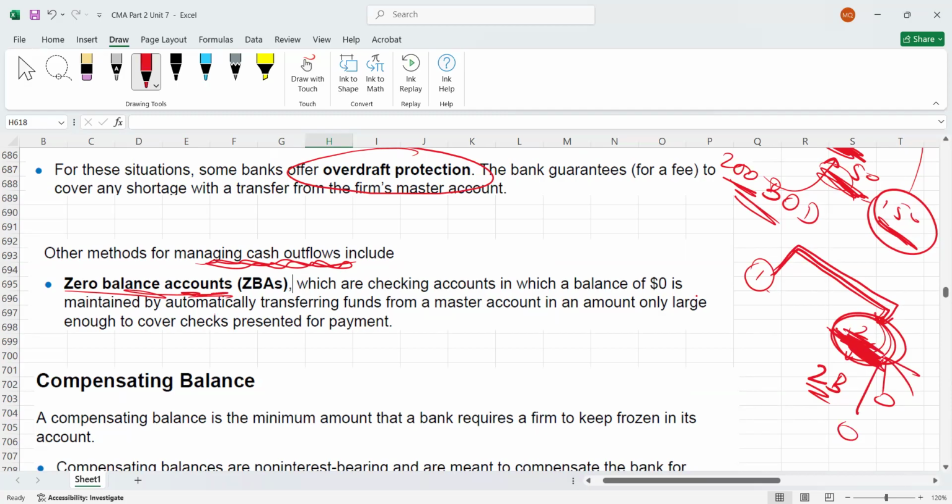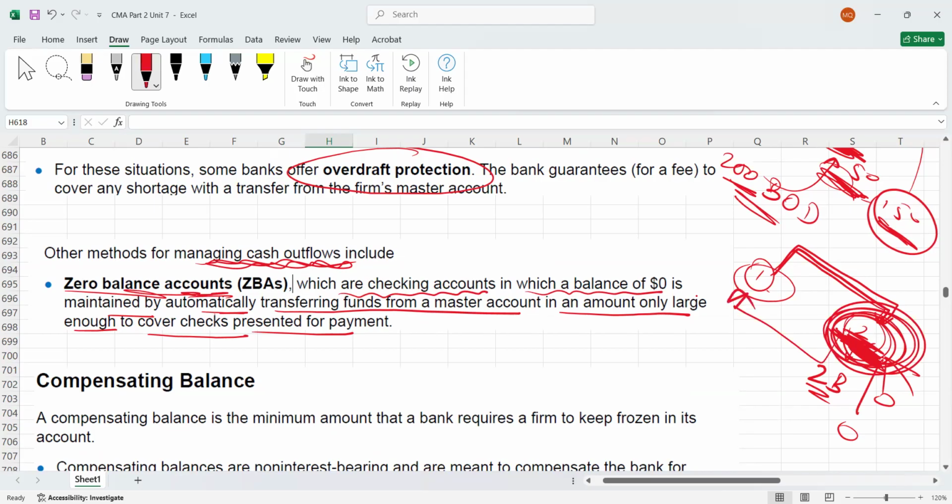So they're saying zero balance accounts are checking accounts in which a balance of $0 is maintained by automatically transferring funds from the master account, in an amount only large enough to cover checks presented for payment. So the bank is actually managing this. If you have any unused amount in this account, they will transfer it back also. And whenever this account needs money, they will transfer it from the main account.